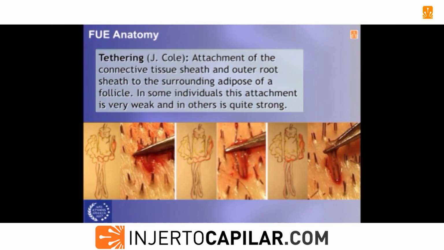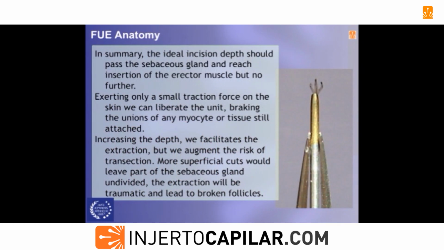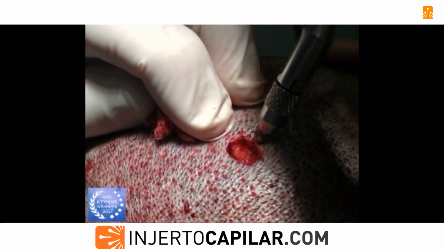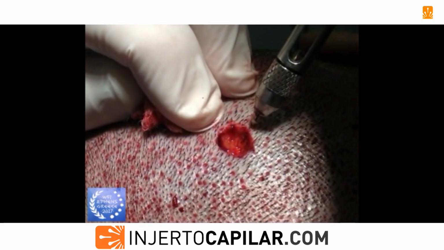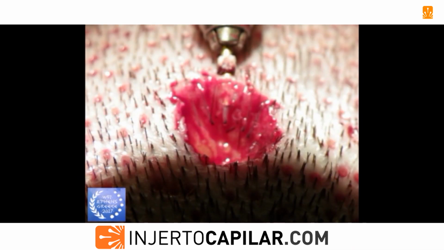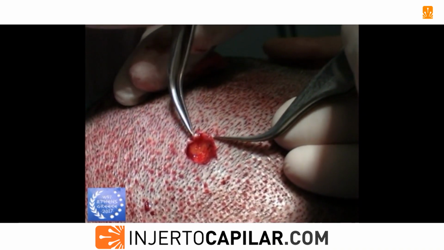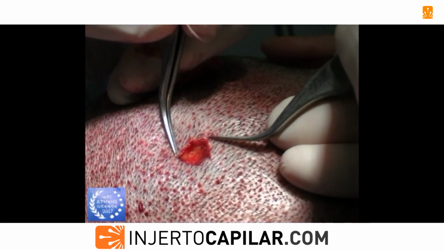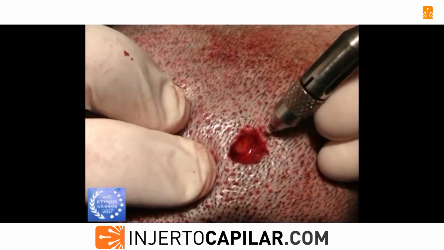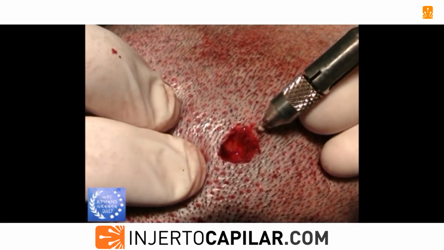Lastly, this is obviously valid for most of our virgin patients. Previous procedures or skin disease can lead to connective attachments of the outer sheath to the surrounding tissue. In summary, the ideal incision depth should overpass the sebaceous gland and reach the insertion of the erector pili, but not further. That's very important when we deal with curly hair. Exerting a small traction force on the skin with our forceps, we can liberate the graft, breaking the last unions of muscle fibers or tissue still attached.